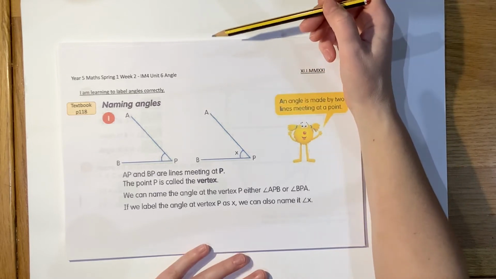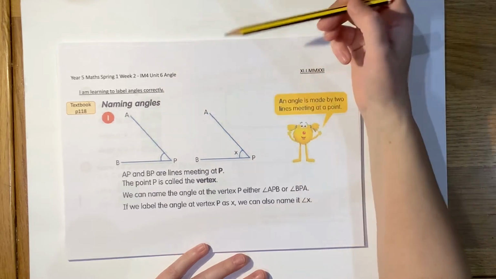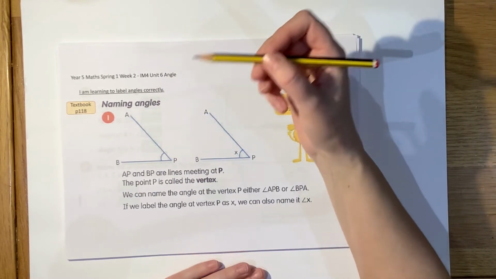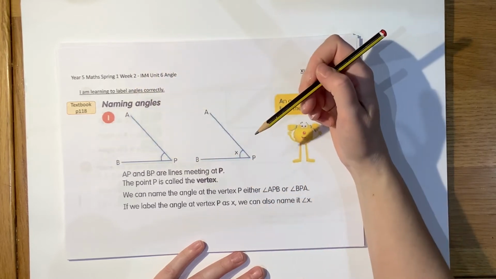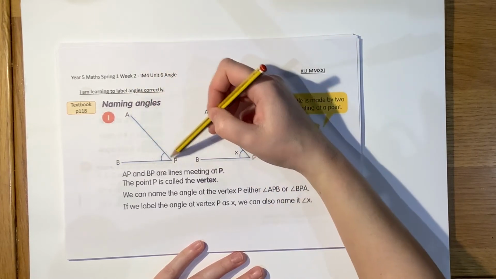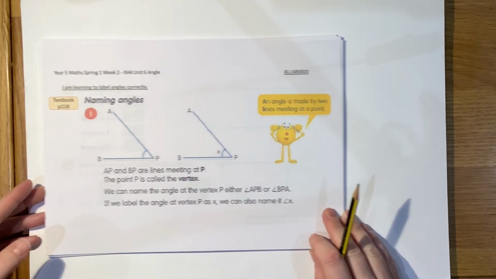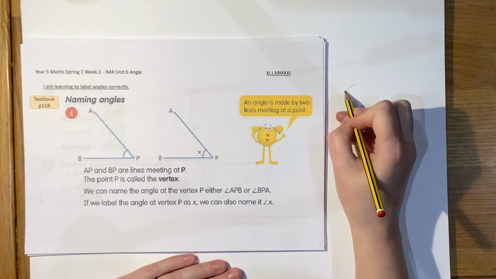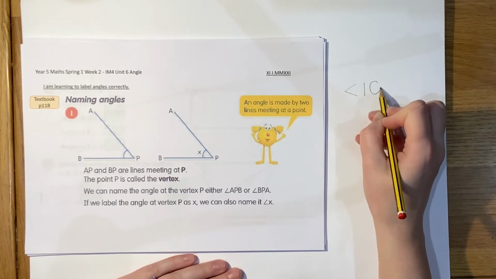And we can call that angle APB. Imagine if you were drawing it without taking your pencil off the page, you would go APB or BPA. And we use this little symbol. Now, be careful, this is not a less than symbol. Just a reminder for you, a less than symbol looks like this. So we might say a number was less than 10, like that.